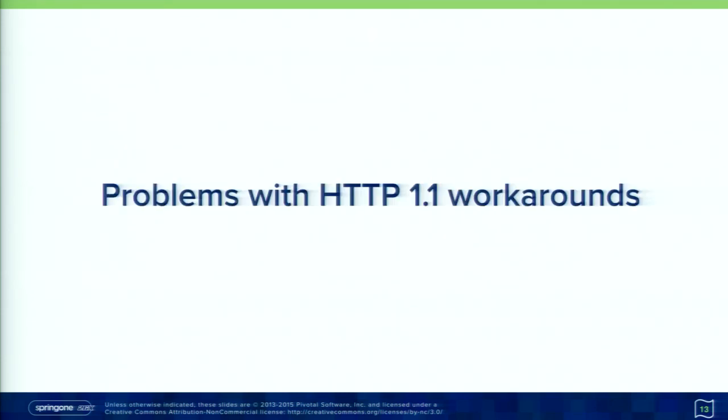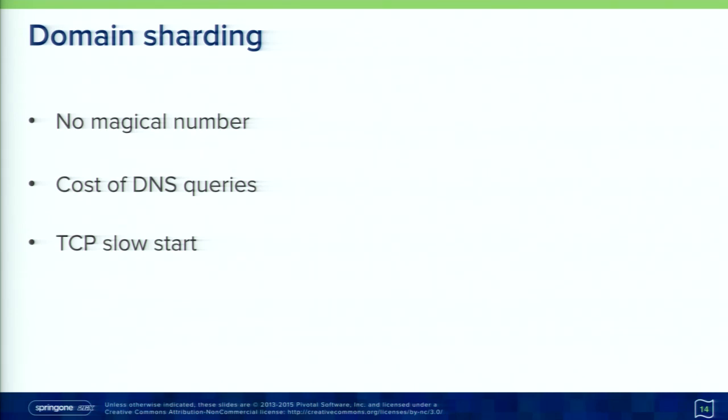So we've talked about those workarounds, and those workarounds can be problematic. We talked about domain sharding, adding more domains in your application. And the problem with domain sharding is that there's no real magic number. You can try many things, but in the end, like we saw with third-party scripts, you end up with a lot more domains than you think. So no magical number. And every time you're resolving a new domain, there's a cost for the DNS query, and that can be really slow.